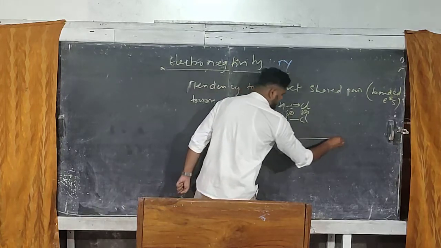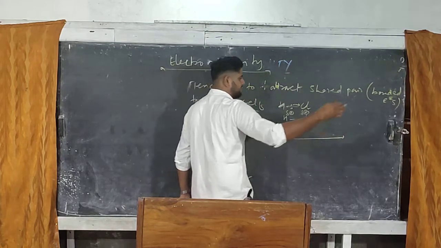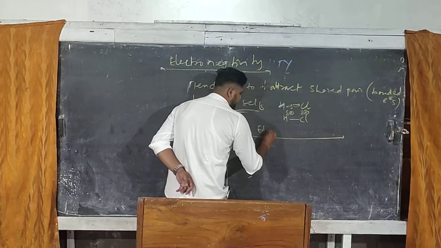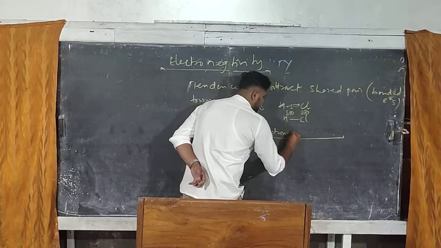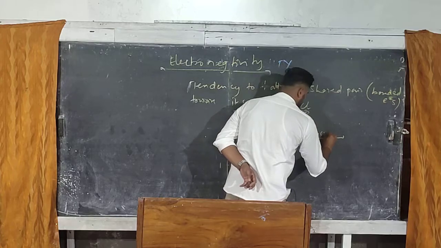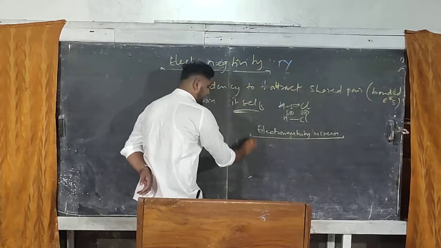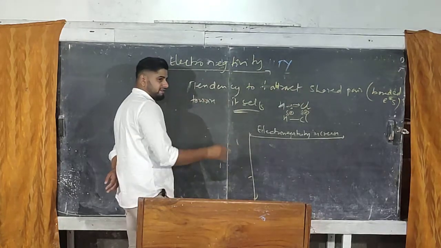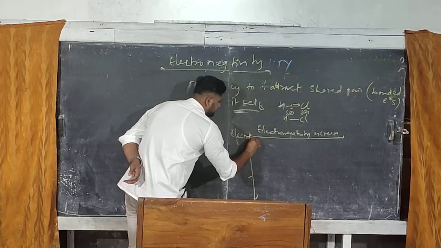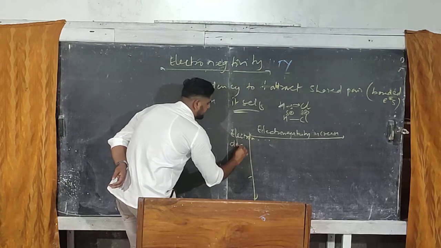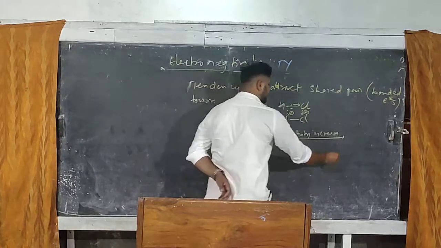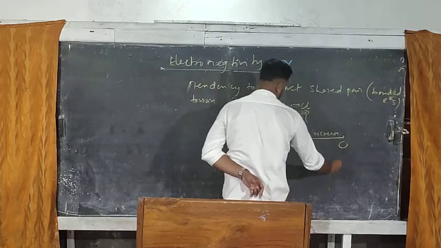As we move from left to right, as we know, size decreases, so electronegativity increases. And if you move from top to bottom, size increases, so electronegativity decreases. That is why fluorine is the most electronegative element.